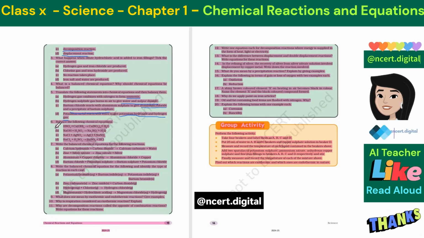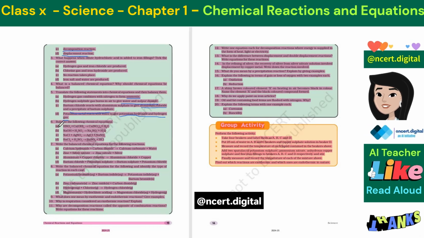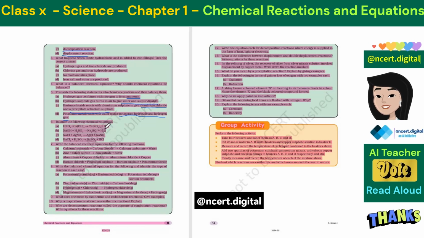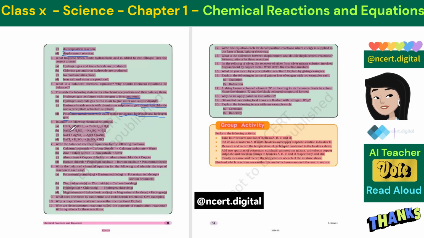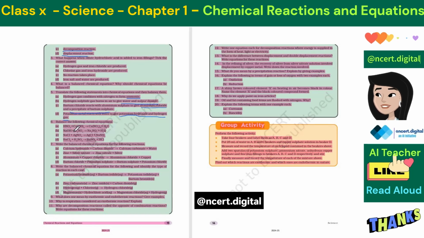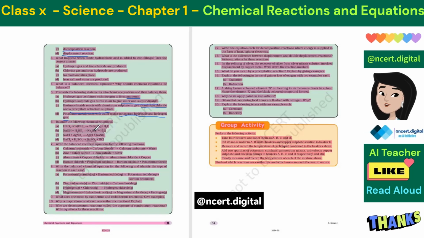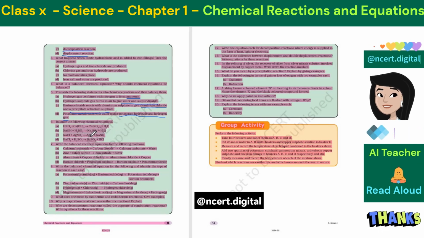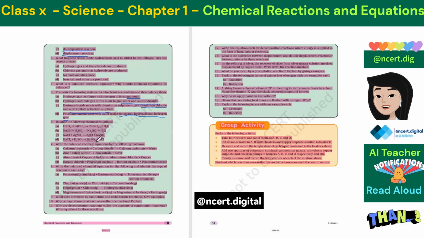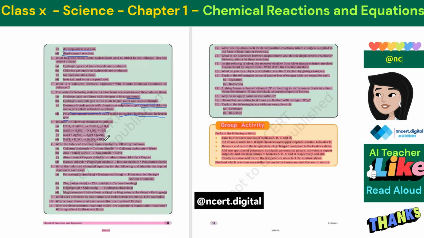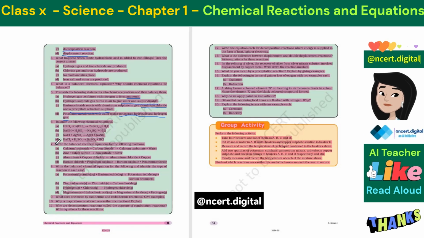6. Balance the following chemical equations. A. HNO3 + Ca(OH)2 → Ca(NO3)2 + H2O. B. NaOH + H2SO4 → Na2SO4 + H2O. C. NaCl + AgNO3 → AgCl + NaNO3. D. BaCl2 + H2SO4 → BaSO4 + HCl.